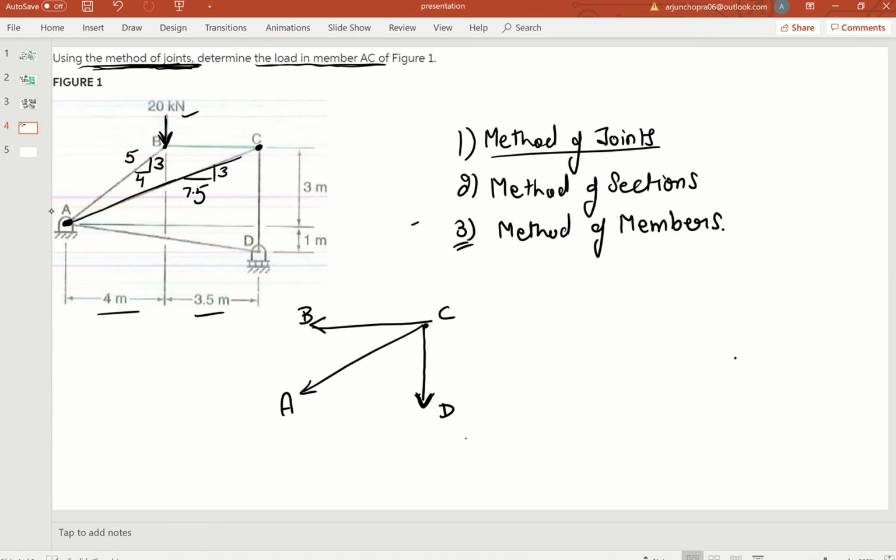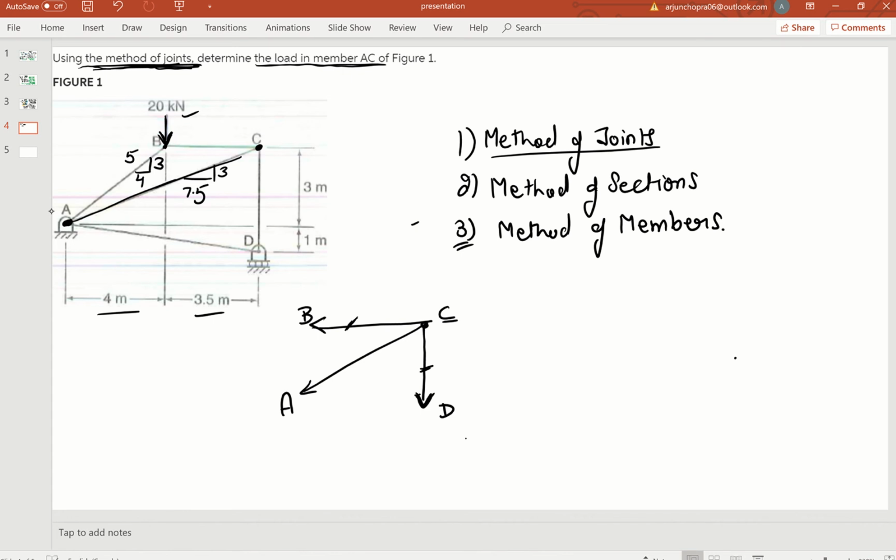If I wanted to find the load in member AC, I need to know at least either CB or CD. Only then can I find the answer to this question. But I don't know the value of CB, neither do I know the value of CD. So I'm going to see how I can find the value of the load in member BC, or CB for that matter.